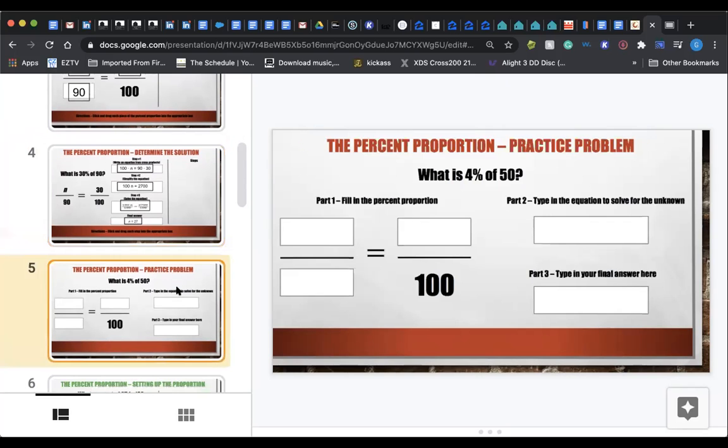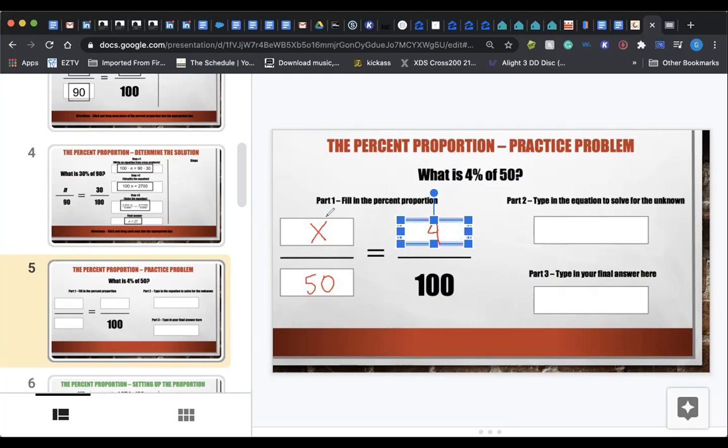All right. What is 4% of 50? What do I put in here above the 100? 4. Okay. What goes on the left? 50. Where? At the bottom. Good. And at the top, I can just put an X or an N or whatever letter I want to choose, right? Okay.